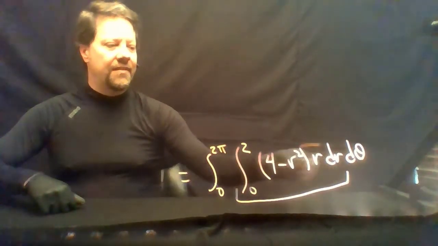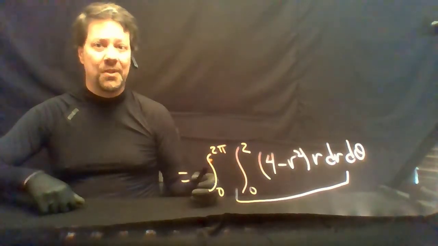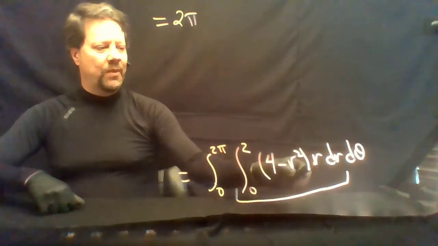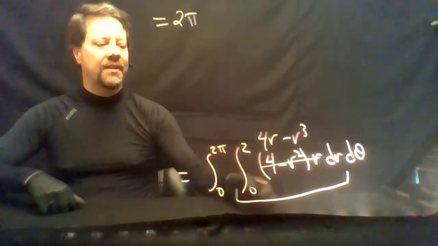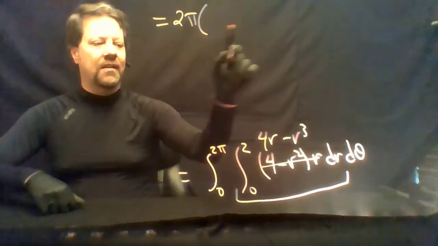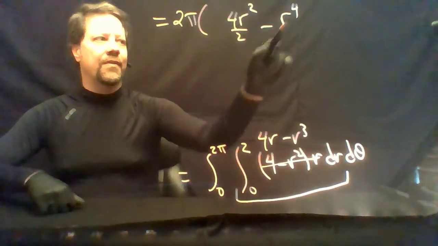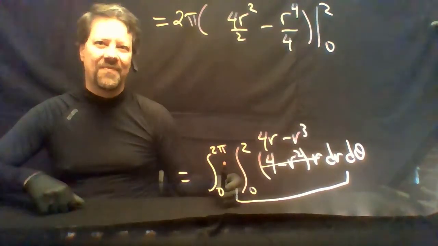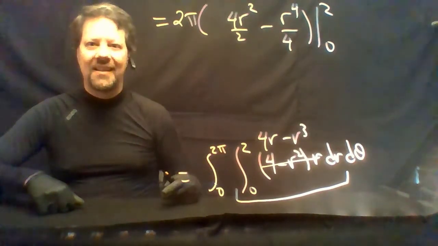Notice that there are no thetas in the integrand or in the inner limits of integration. We get 2 pi for free. When we distribute the r, the integrand is 4r minus r cubed. Integrating with respect to r, we get 4r squared over 2 minus r to the 4th over 4, and we're evaluating from 0 to 2. Notice that we've done two integrals at the same time.